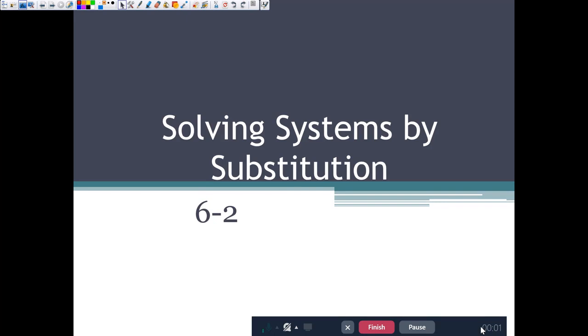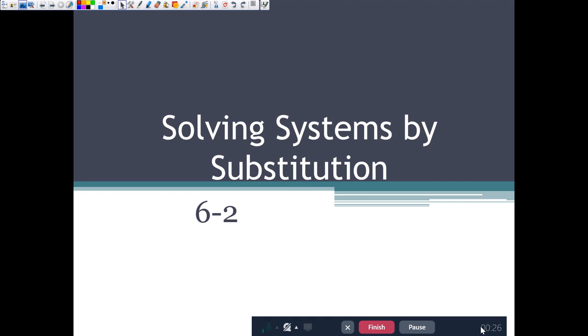Yesterday we learned how to solve systems by graphing, with the point of intersection, which is an ordered pair. Our answer is still going to be an ordered pair. However, today we're going to learn how to solve a system by substitution. Your vocabulary word when you walked in was substitution method, which is a process for solving systems by solving one equation for a single variable.